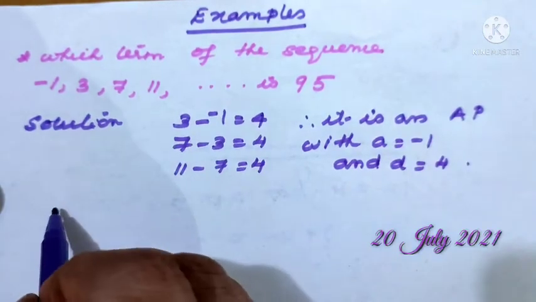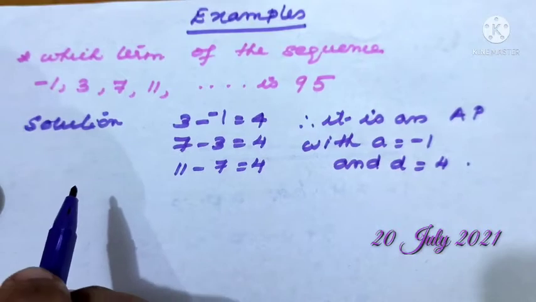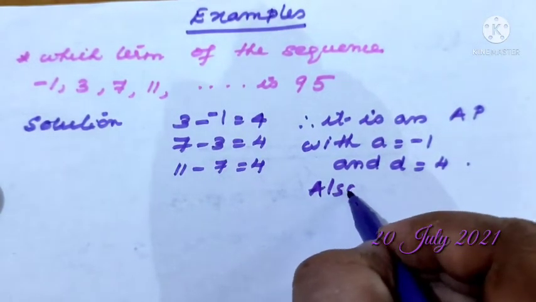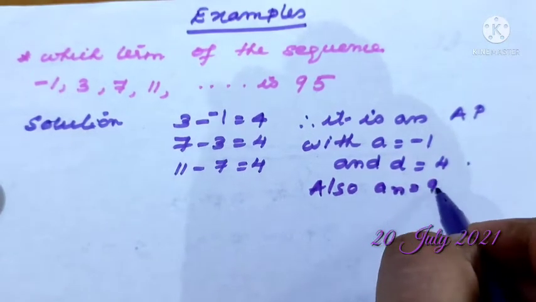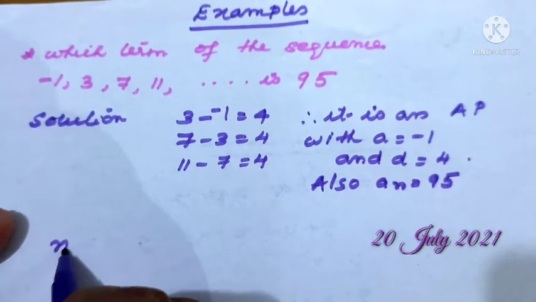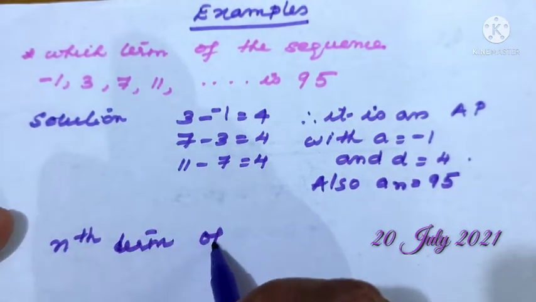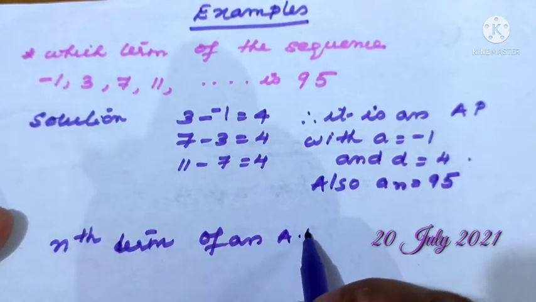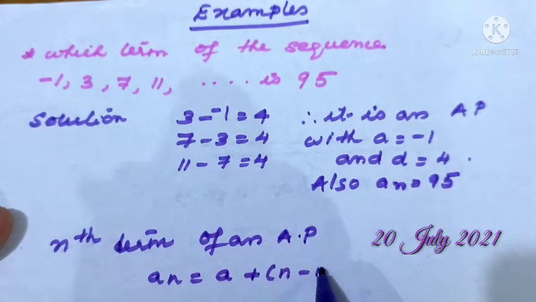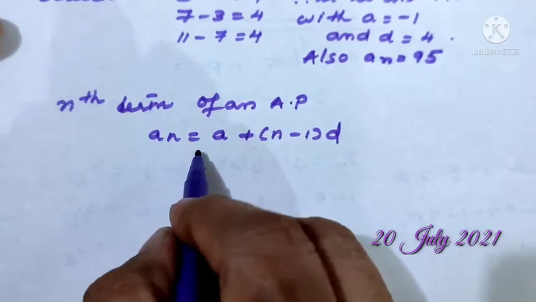Now nth term of an AP, what are the terms we require? AN equal to 95 is given. What is given in the question? A and D, and also AN equal to 95. Nth term of an AP, AN equal to A plus (N minus 1) into D. Which term is the question? So we should find out N only.